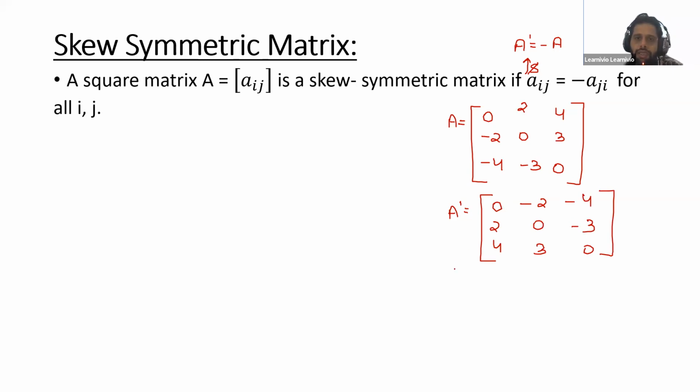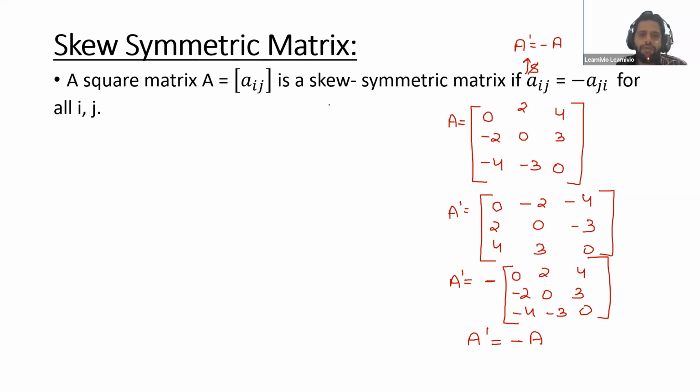Now what we can do, we can take a common minus out of all the elements. If you take a minus common from all the elements, the sign will change. This becomes 0, this remains 0, this becomes 2, 4, this becomes minus 2, 0, 3, this becomes minus 4, minus 3, and 0. If we check this A transpose, then what is this? This is the original matrix. So if we are getting A transpose equal to minus A, then we will say that this is a skew symmetric matrix. In a symmetric matrix, we have A transpose equal to A. In a skew symmetric matrix, we have A transpose equal to minus A.